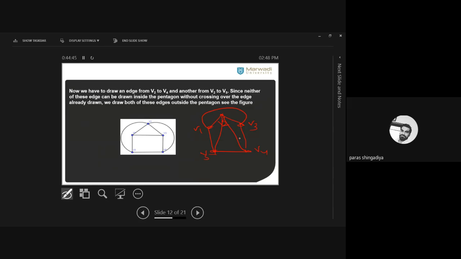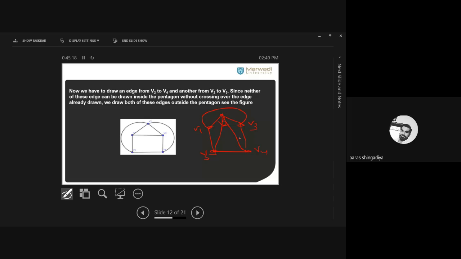If you use the second option, you will get this choice in this step. You cannot connect by the outside region. You cannot connect V2 and V5 outside the region, because it will cross with this edge. We have taken inside here, so now we have only one possibility to connect, only outside the region.